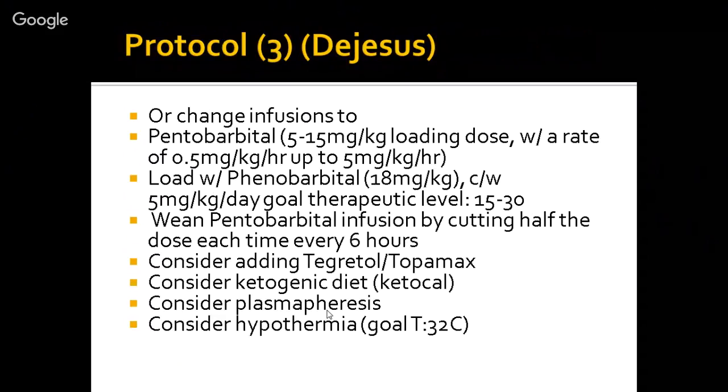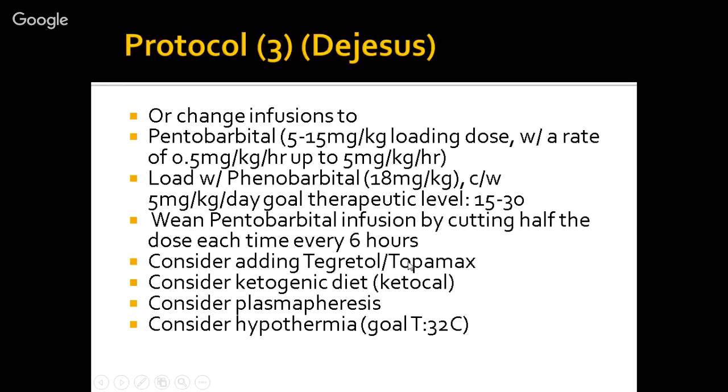Okay. Now, the pentobarb is 5 to 15 loading, and then 0.5 per kilogram per hour, up to 5. So that's a 10-fold change. And then phenobarb is 18, that goes to 20. Okay. And other things to consider; these are maybe more for patients with EPC or something like that.